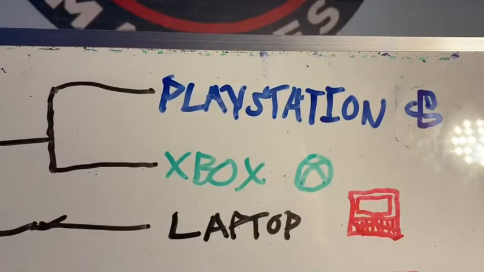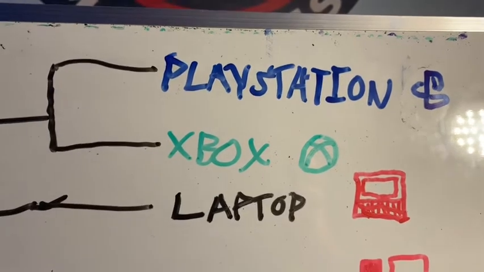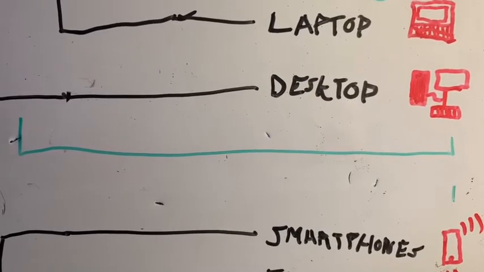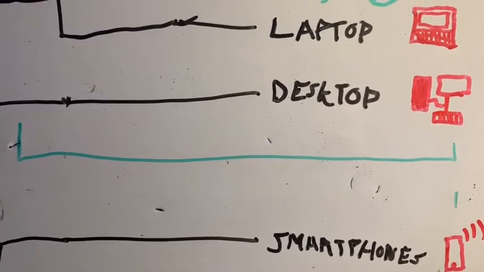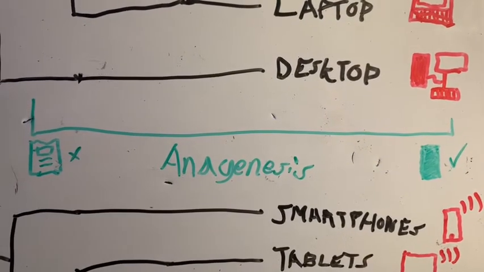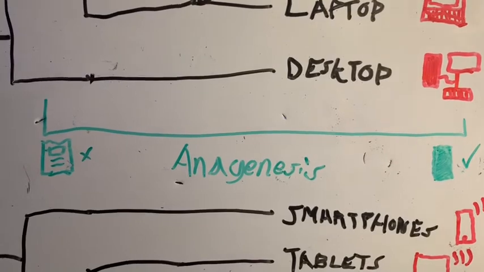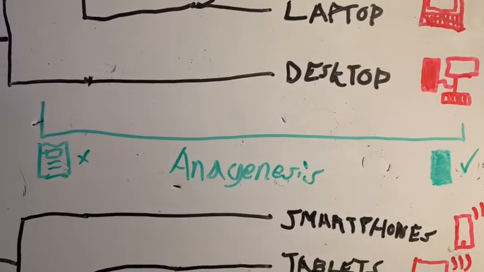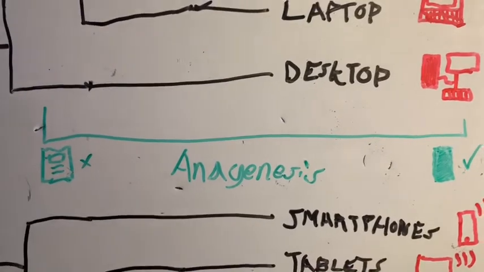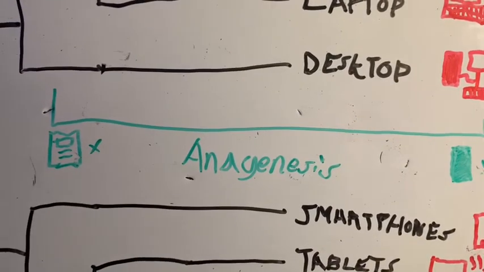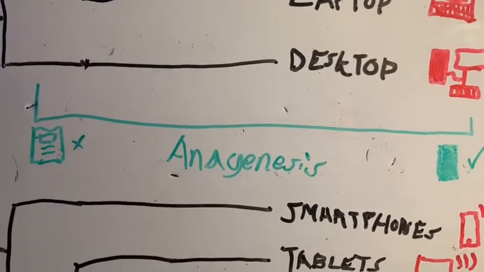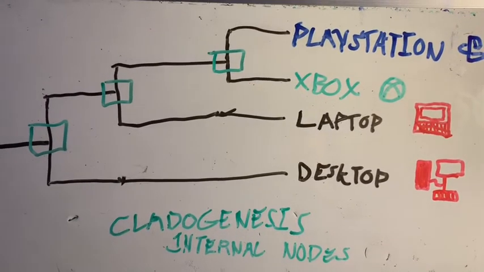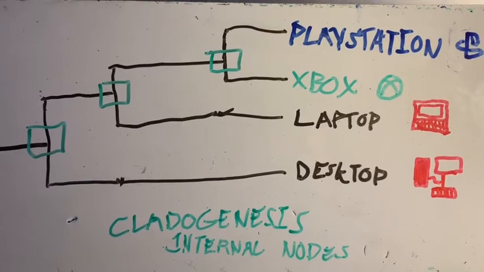The close grouping on the tree represents the small amounts of differences between the two species, while the longer branches represent more differences. Anagenesis represents the evolution of a certain species within its own branch on the tree. For example, with the desktop computer, they have advanced over time and have become much quicker, but they're still the same species in the end. Cladogenesis is the phenomenon that refers to the divergence of species within a phylogenetic tree.